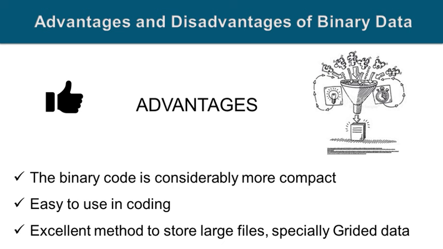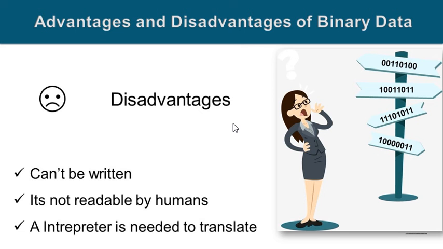Well, binary data brings some advantages, such as: binary code is considerably more compact and easier to use for coding processes. For example, to write 200,000, you can write in binary numbers with only 4 bytes, although for ASCII formats you would have needed 6 characters to write the same number. So number values can be stored in much smaller files and be read more rapidly by machines. So it proves to be an excellent method to store large files.